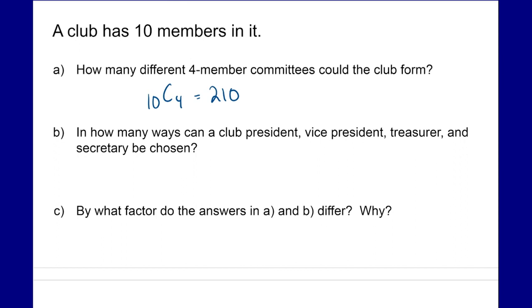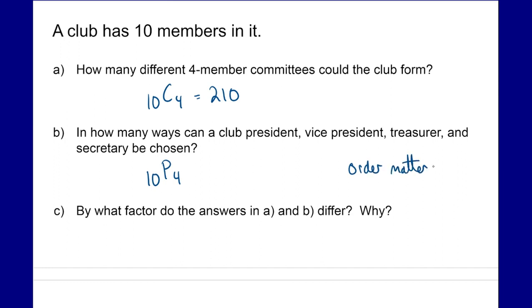The next question looks at how many ways a club president, vice president, treasurer, and secretary can be chosen. Now this one is a little bit different. Now we're not so much concerned about how we can pick members for a group or create the group. Now we're looking at ways to select someone, or ways to select positions. So in this case, we are looking at order. So we're looking at 10P4.